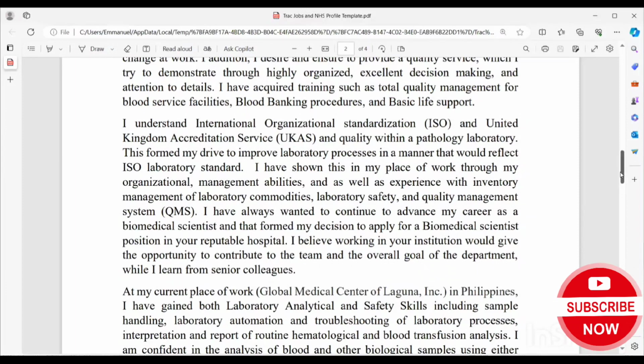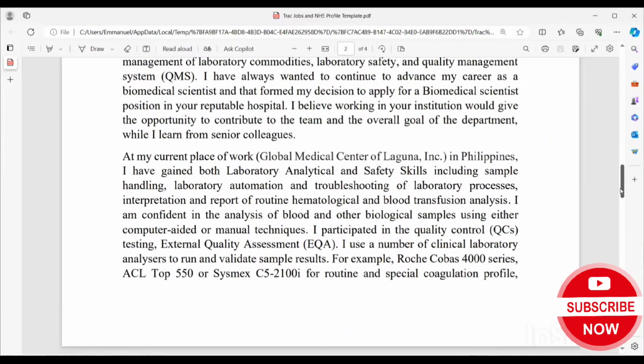Now, after you've mentioned that, you continue. You cannot say, at my current place of work, you cannot mention where you do. I think this one, when I did it, I wrote it for someone who is in the Philippines. Okay, you can mention at your current place of work, the things you've done and the analyzer you have used.